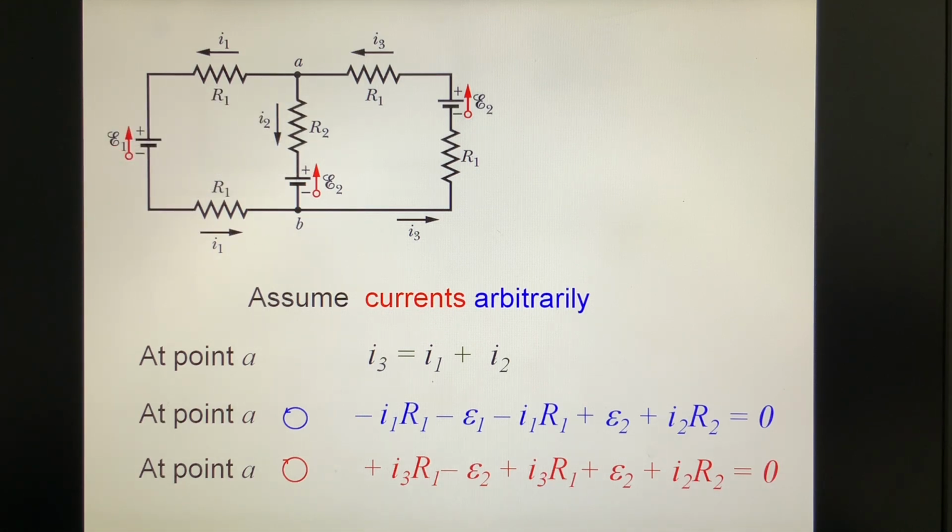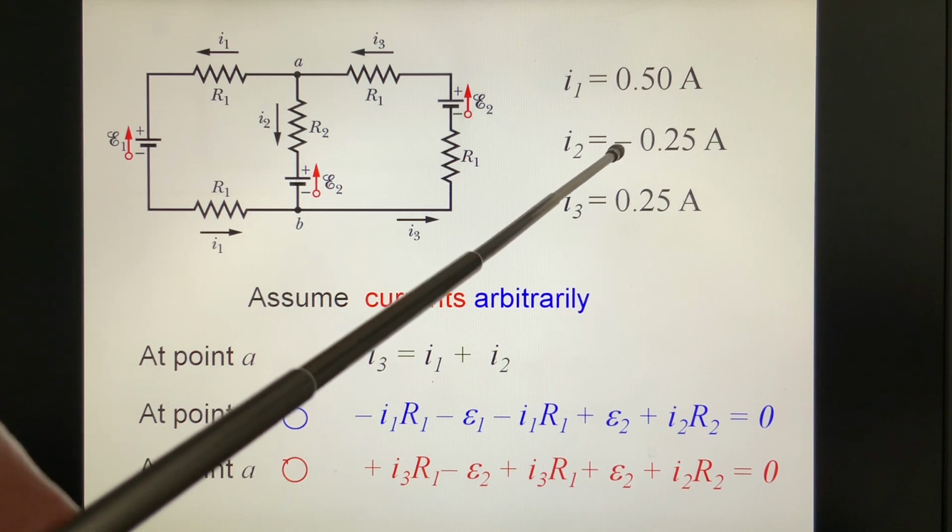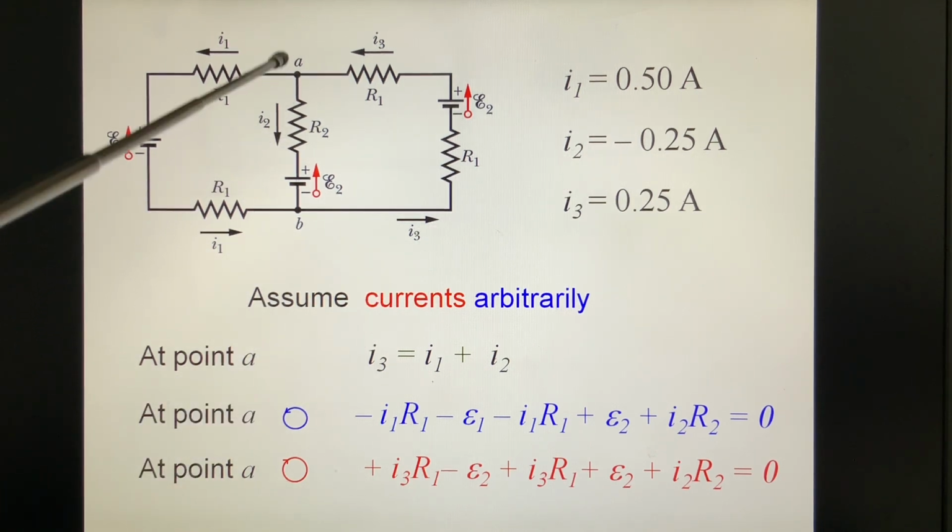Now, how about this loop? In this loop, all the resistances and batteries have been counted, so nothing new. So it's not an independent loop. 3 unknowns, I1, I2, I3, 3 equations. So we can solve this. This is tedious work, so I'll just give you the answer. Okay, we get I1, I2, I3. We look at this one. I2 is a negative number. That means the real current goes in this direction. Okay.